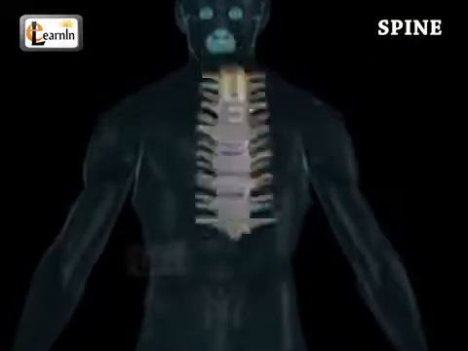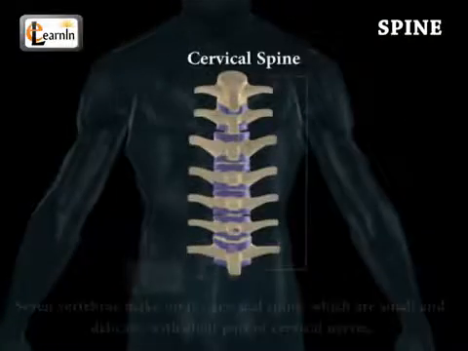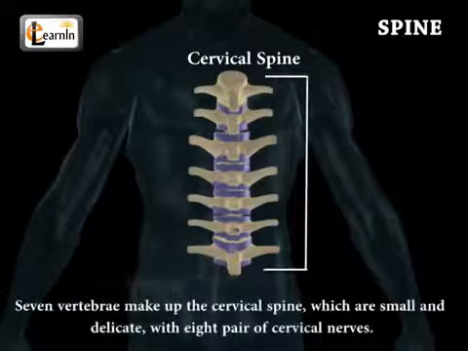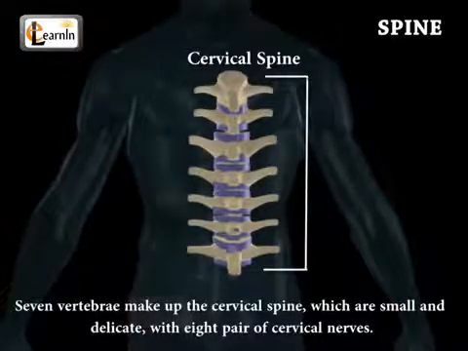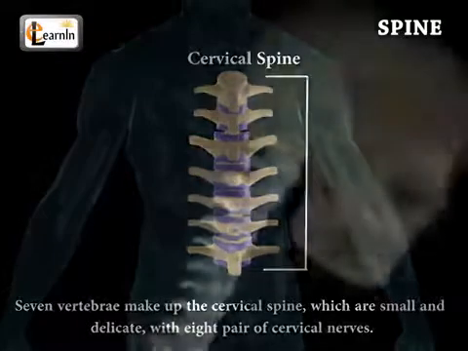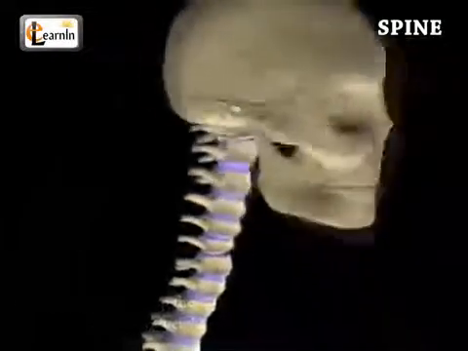The cervical spine begins with the base of the skull. 7 vertebrae make up the cervical spine, which are small and delicate, with 8 pairs of cervical nerves. It is these vertebrae that help in the movement of the head and the neck.